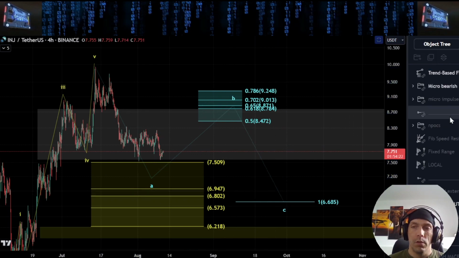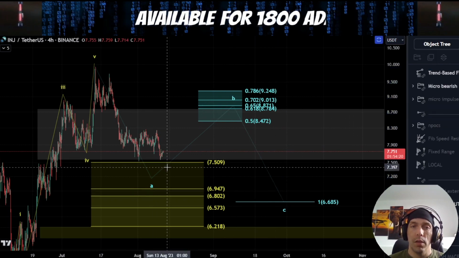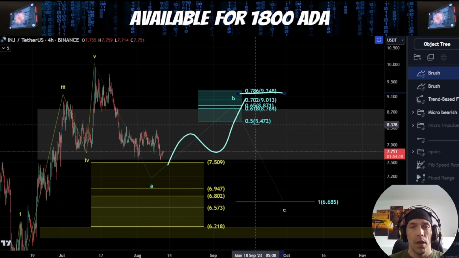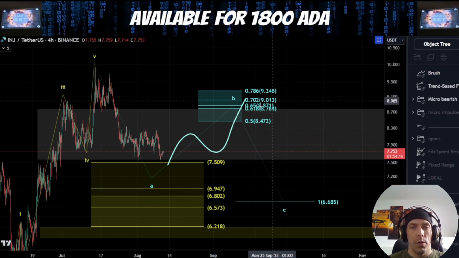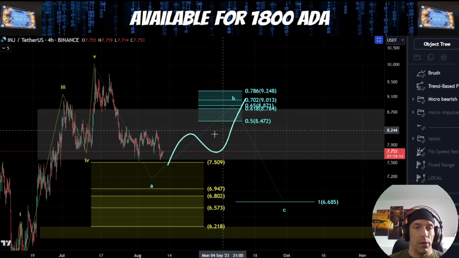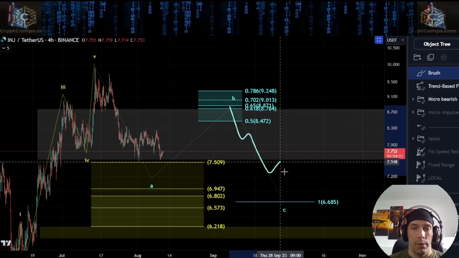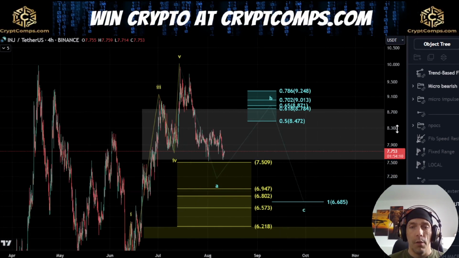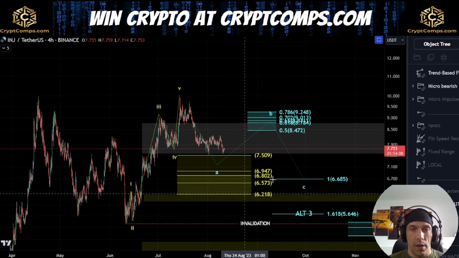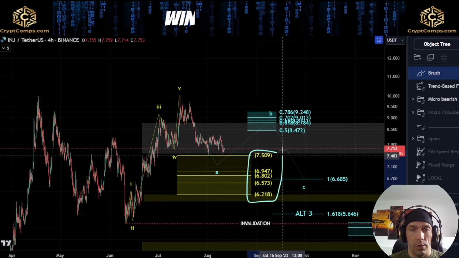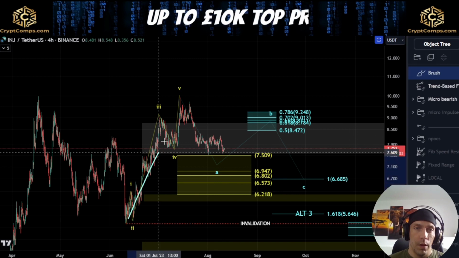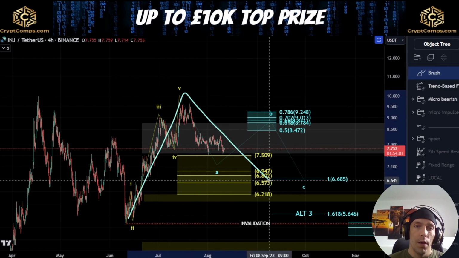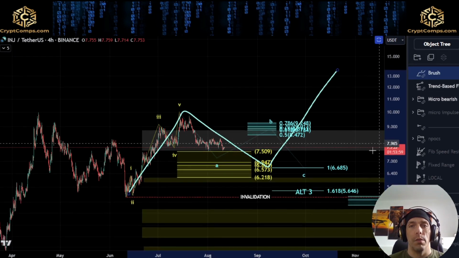Now, if we do look to complete in that target box, what we could then see is 3 waves back up towards us, $9.24 to this $8.47, and then we'd be looking for another 5-wave move to the downside. If we do look to find support in this area here of the $7.50 to the $6.21, this would give us the potential that we could see price looking to push to the upside for an impulse.